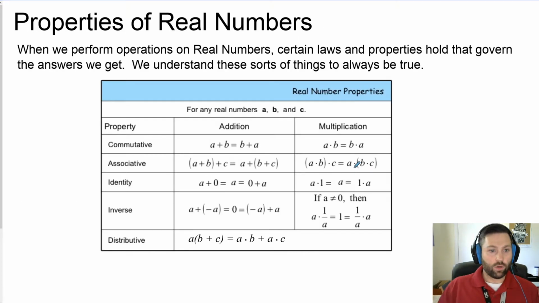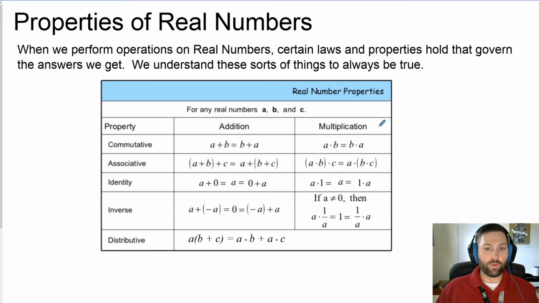Here's a table that has an overview of the properties of all real numbers. When we perform operations on real numbers, certain laws and properties hold that govern the answers we get. We understand these to always be true. These are like laws of mathematics, and they're always true, no matter what. If you're working with real numbers, and we will be all year, these things are always true.